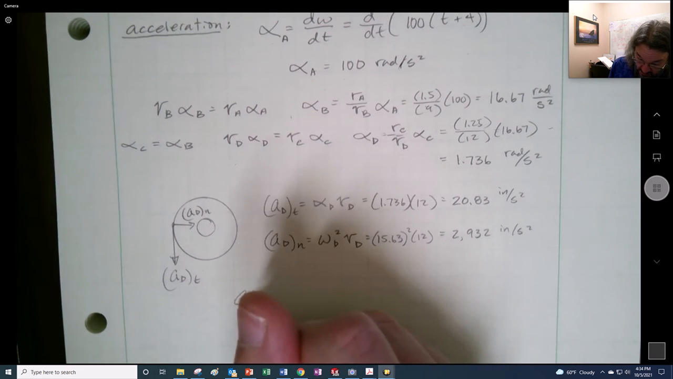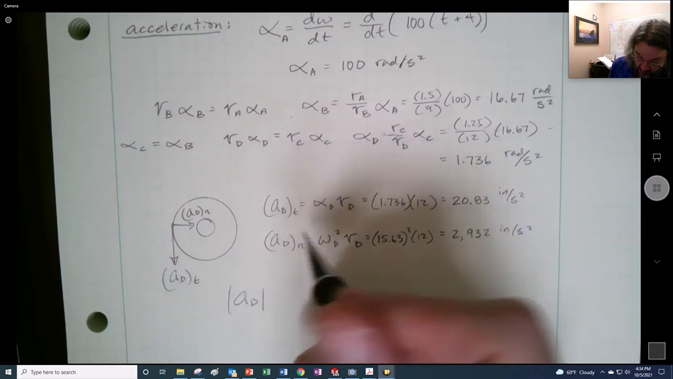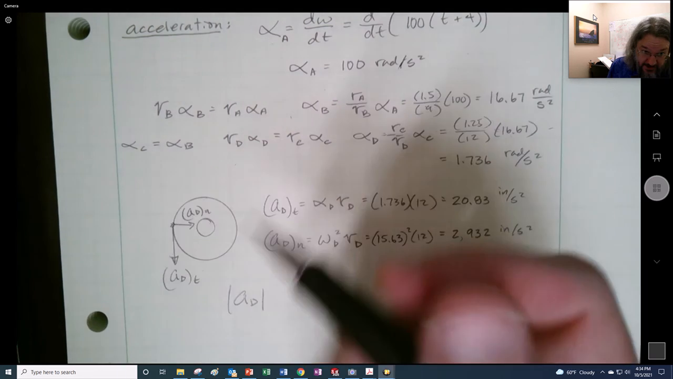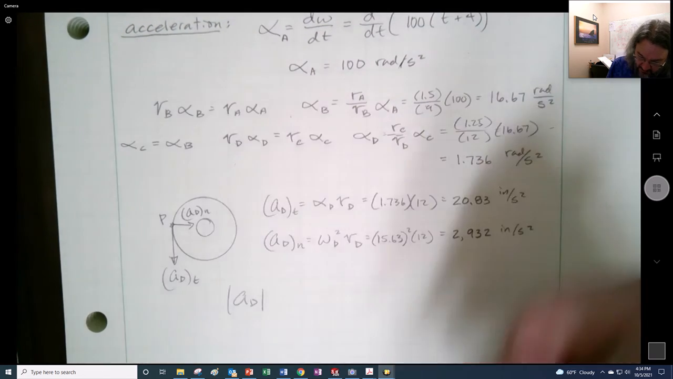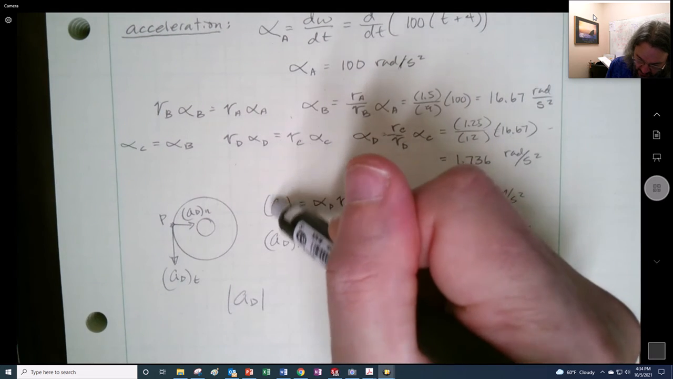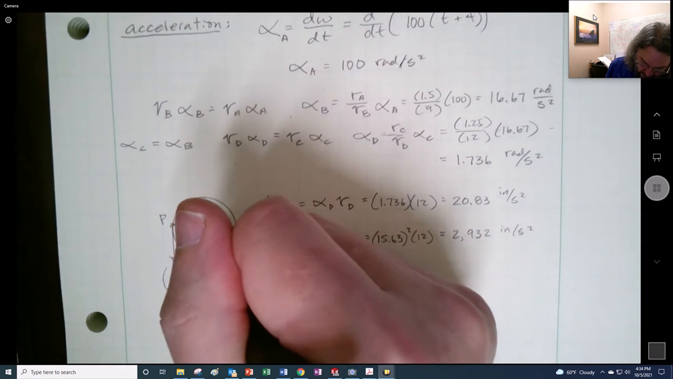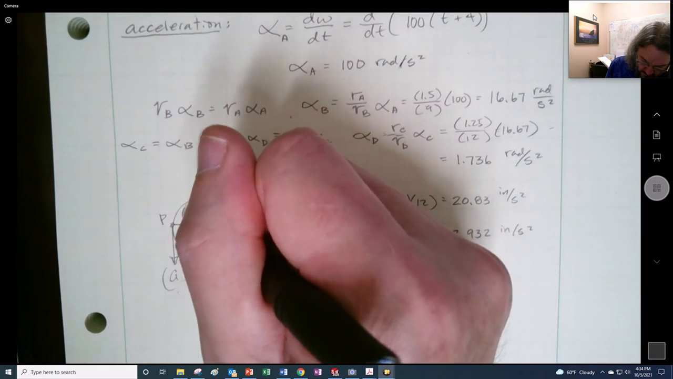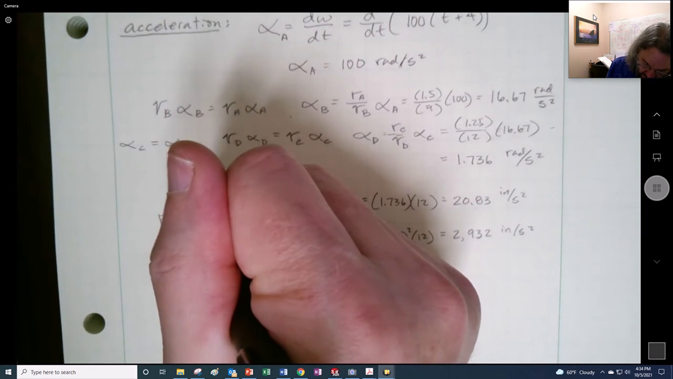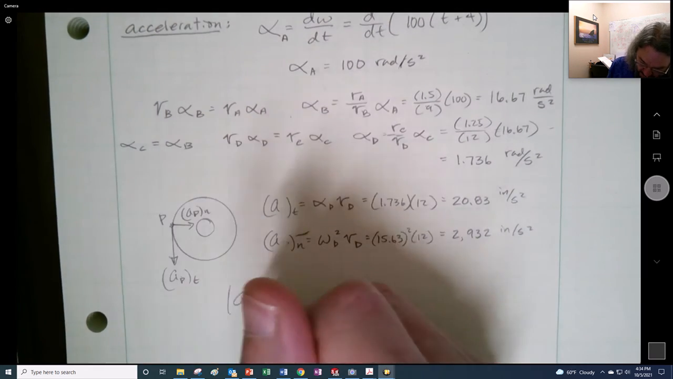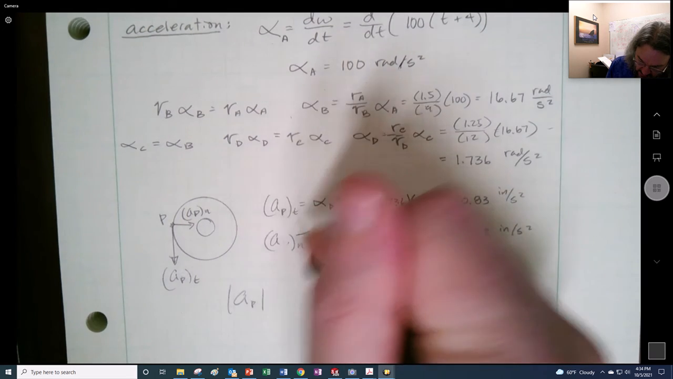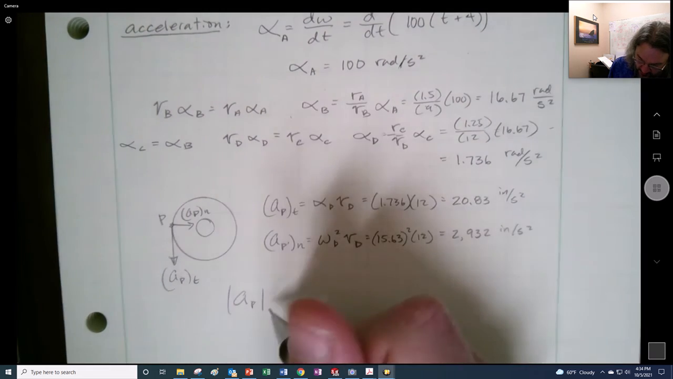So the acceleration of D, or the acceleration of a point on D, I should actually say P. I should change all of these to P. That's the reason why I made a point called P. I shouldn't make videos anymore. I should just give up.